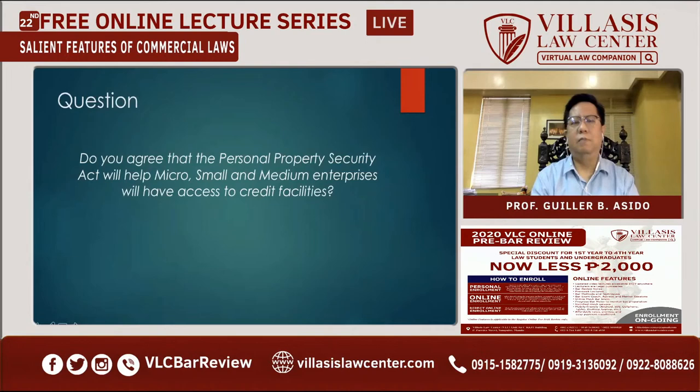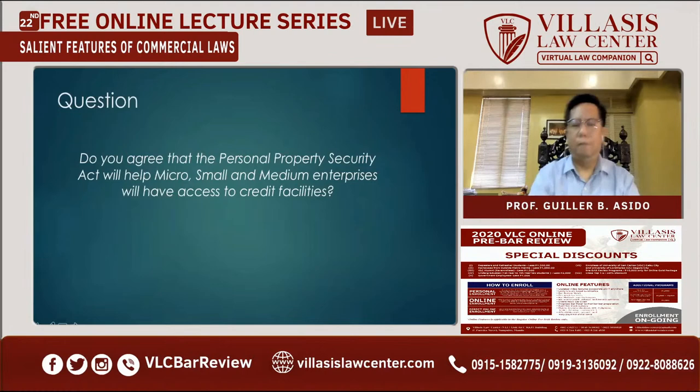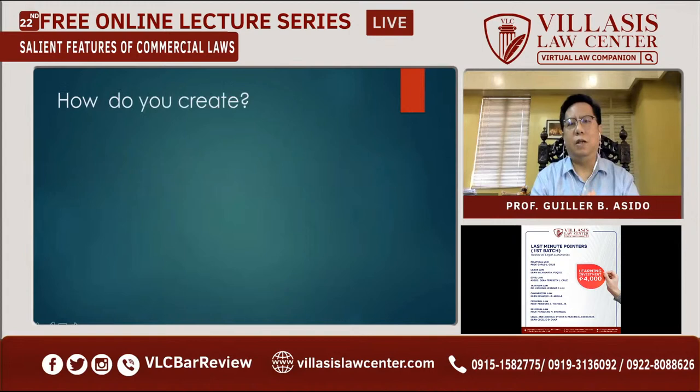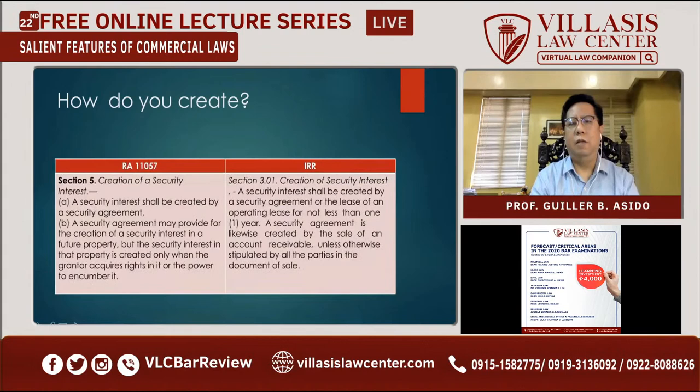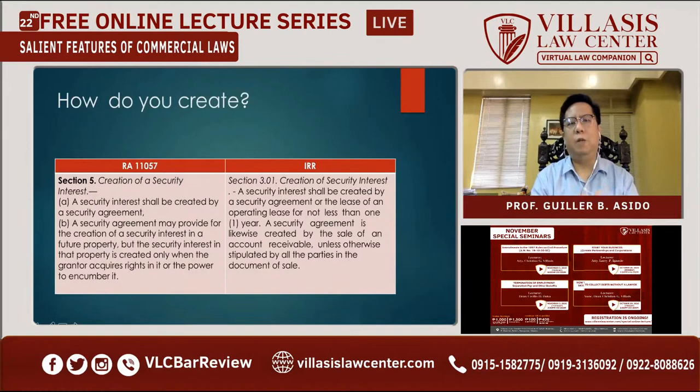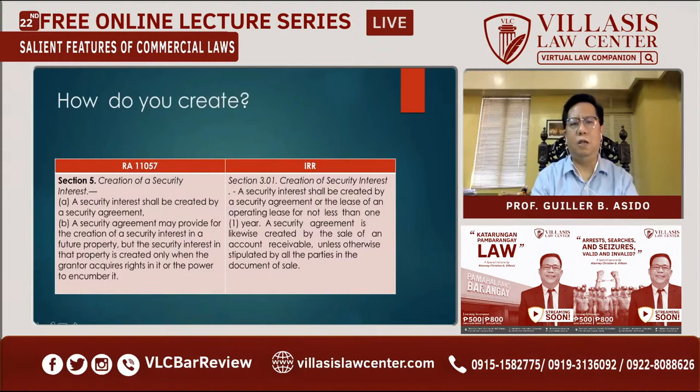Okay, moving forward. The question now is, how do you create security interests over personal property or movable collateral? These are all stated in Republic Act 1057. On your screen right now, I've outlined a comparison between how you create security interest as stated in Section 5, and how it is stated in Section 3.01 of the IRR. Principally, based on the Personal Property Security Act, security interest is created by a security agreement. Okay? So the contract executed by the parties is referred to as a security agreement.